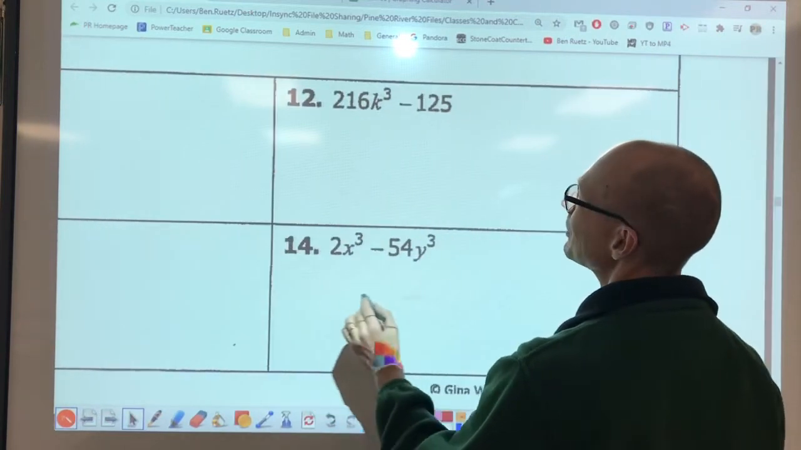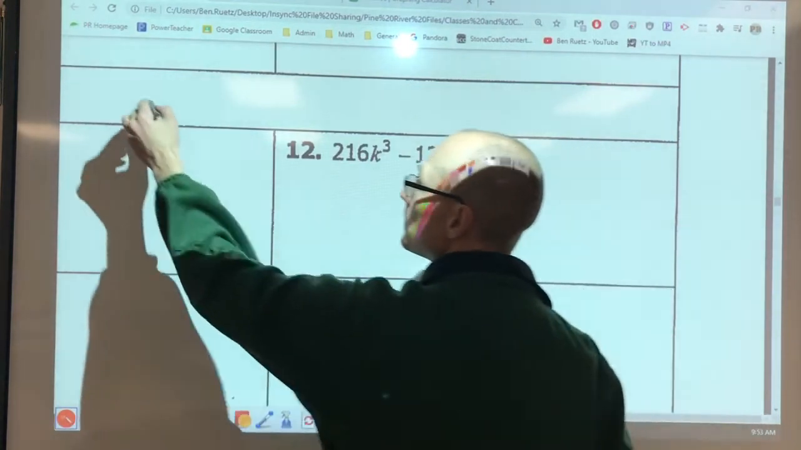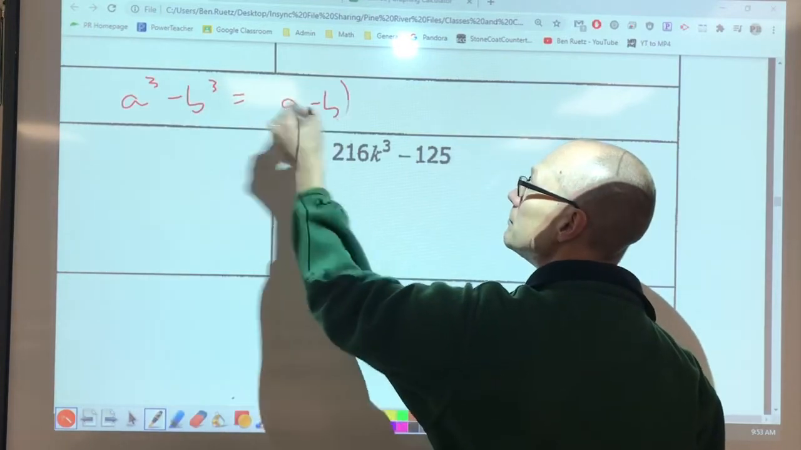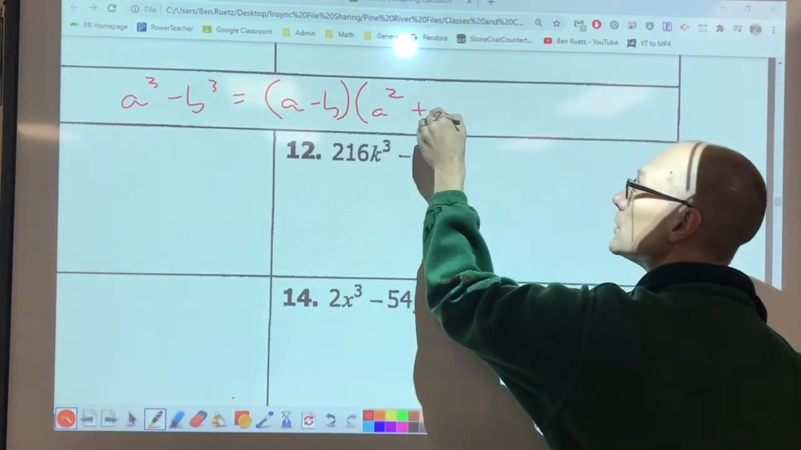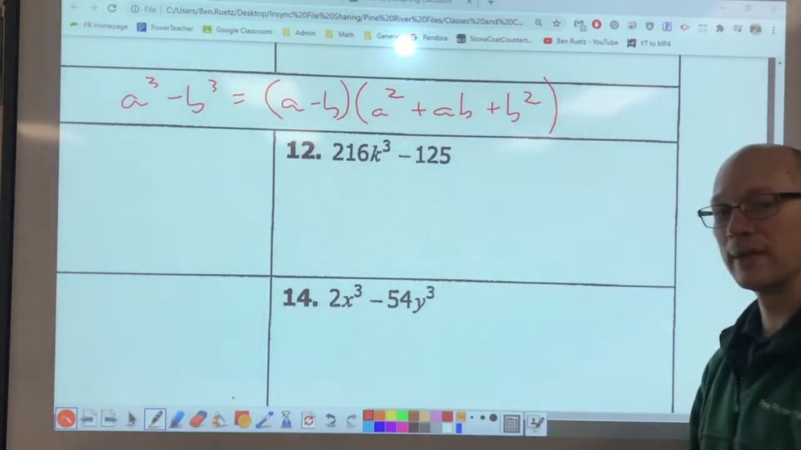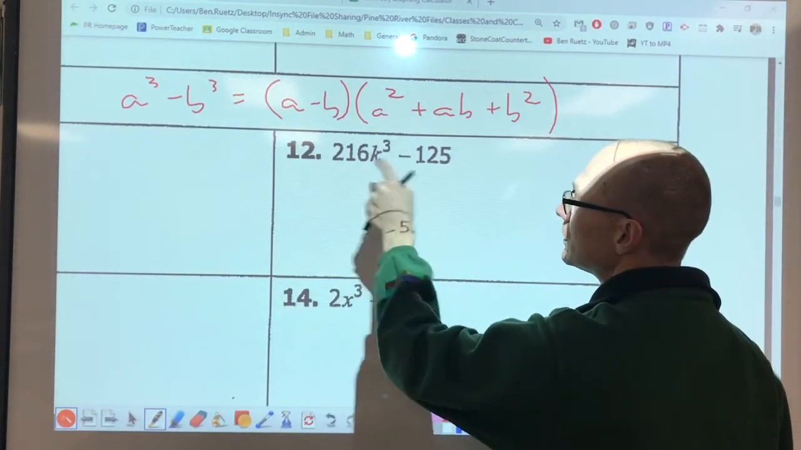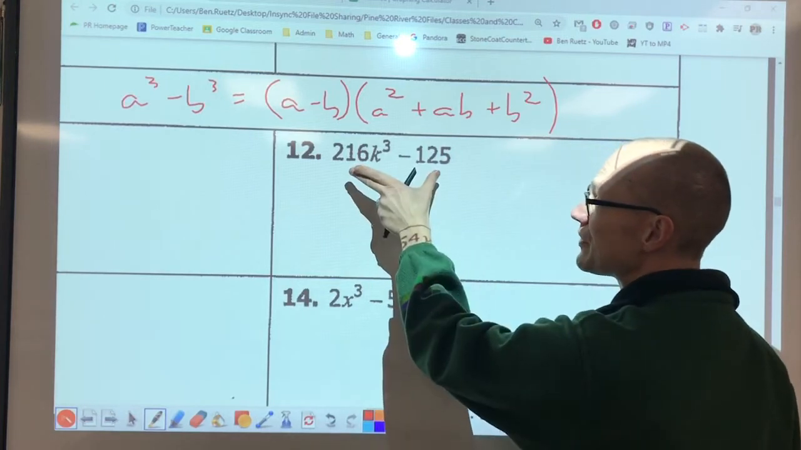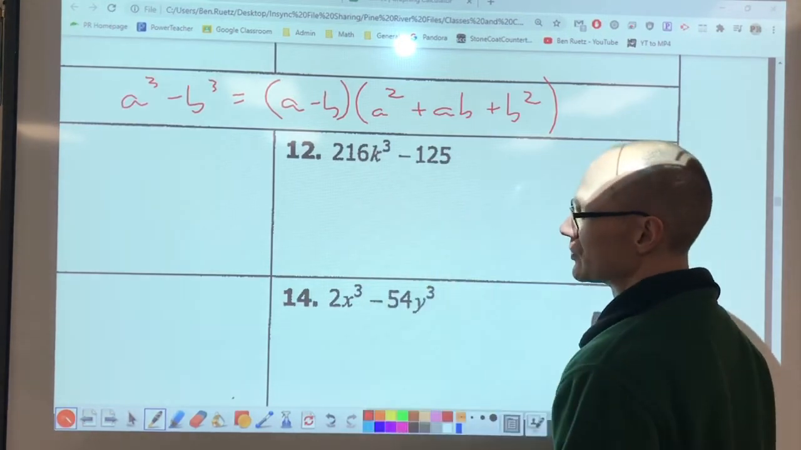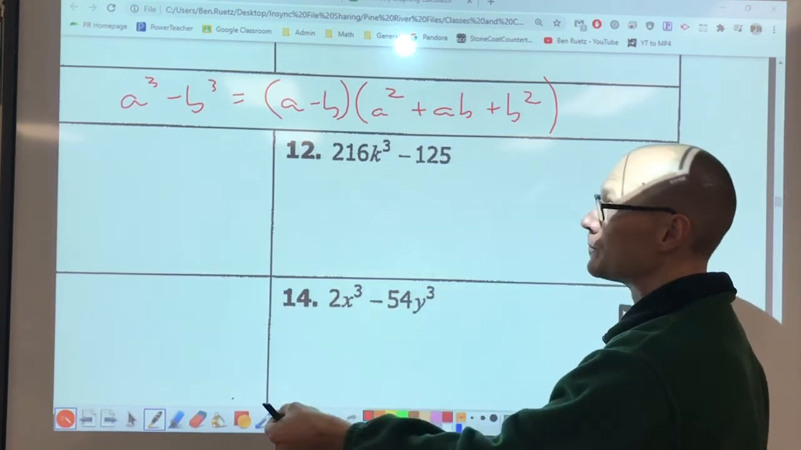Yeah, let's look at number 12. Our rule again is a cubed minus b cubed is going to be a minus b times a squared plus ab plus b squared. And this is a great proof for why that works. I'll have to show it to you sometime. Do we recognize that this is something cubed and this is something cubed? I notice that there's nothing in common. The only thing that goes into this is 5, and 5 does not go into this, so there's nothing to factor out. There is something to factor out in a lot of the others. A 2 can be factored away from this.